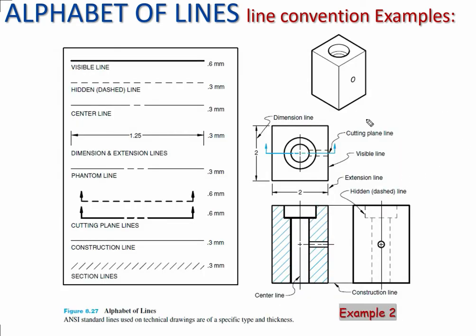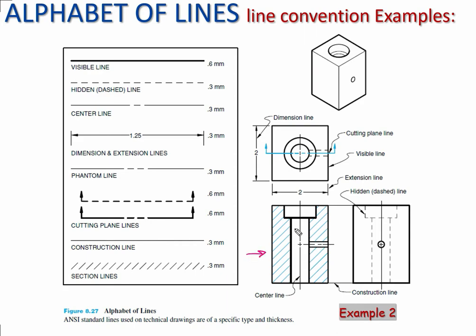In this example, we have a 3D model. In this 3D model, guys, as you see here, we have the front view, and this is the side view, which is the right side view, and this is the top view. As you see, the front view is sectioned. That means we have a section. Imagine that we have a cutting plane like this. We will cut this part, remove it, and then look at the front view, and then draw the front view here.